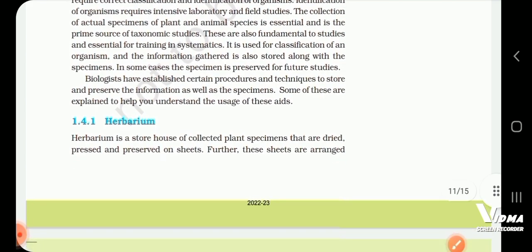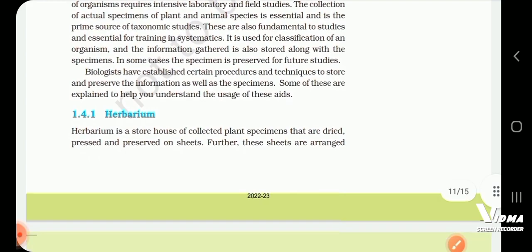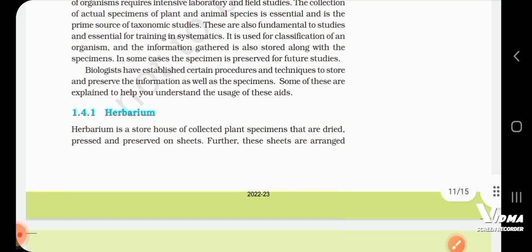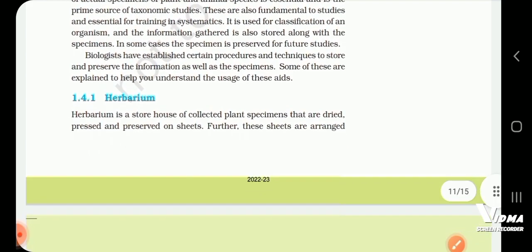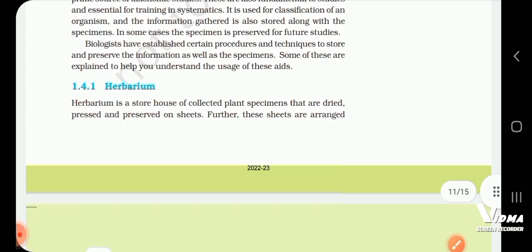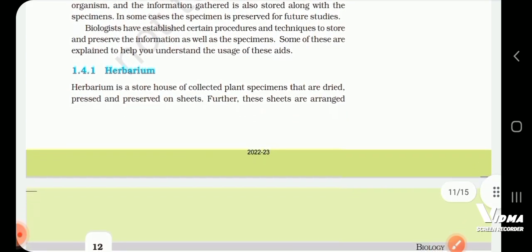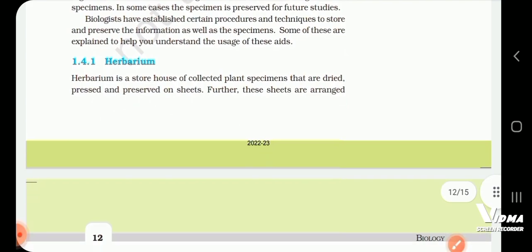In some cases, the specimen is preserved for further storage. Biologists have established certain procedures and techniques to store and preserve the information as well as the specimen. Some of these are explained to help you understand their uses.